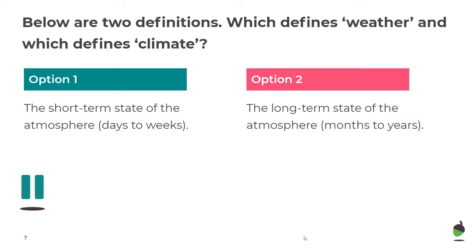Just to check that we've understood what we've done so far, we're going to complete a couple of short activities. Below are two definitions. Option 1, the short-term state of the atmosphere, days to weeks, and option 2, the long-term state of the atmosphere, months to years. Which defines weather and which defines climate? So is option 1 weather or climate, and is option 2 weather or climate? Please pause the video to make your decision and then resume when you are ready to mark your work.